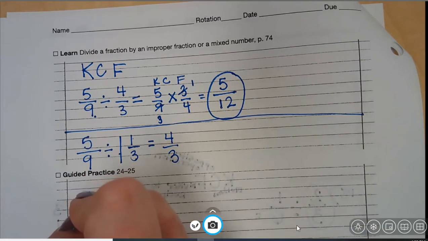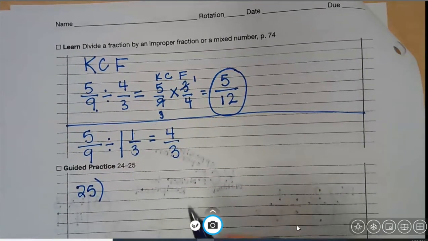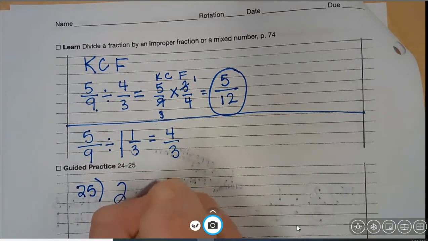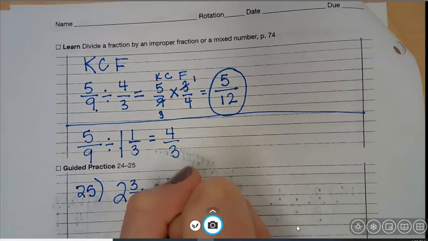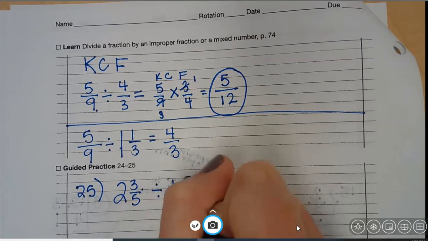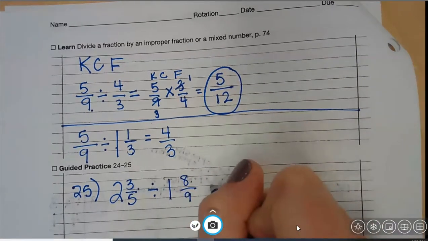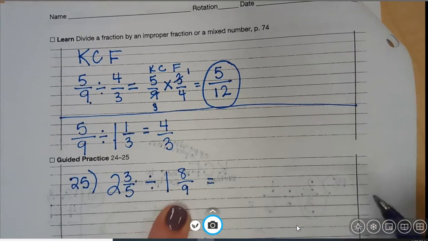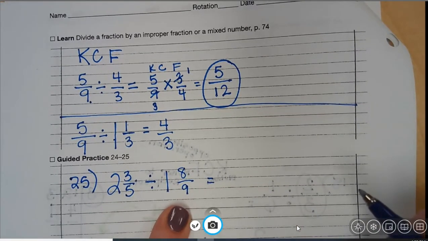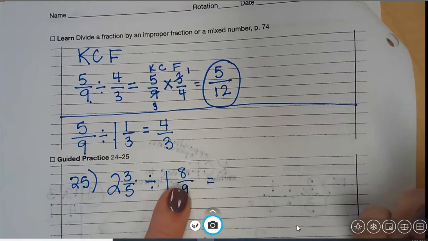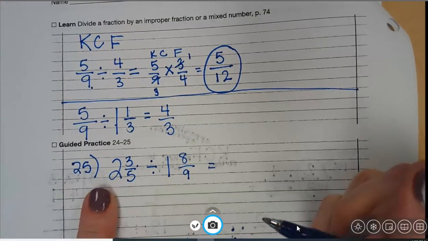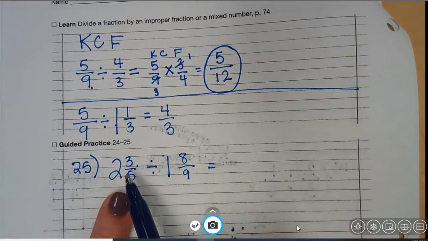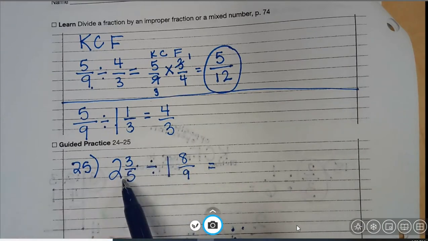So if we complete number 25 in our guided practice, it's on page 75. You can do 2 3/5 and divide it by 1 8/9. So remember, we keep, change, and flip, right? But we can't flip this until we have this as an improper fraction. We also aren't going to be able to divide by this mixed number. So we're going to have to change this into an improper fraction.